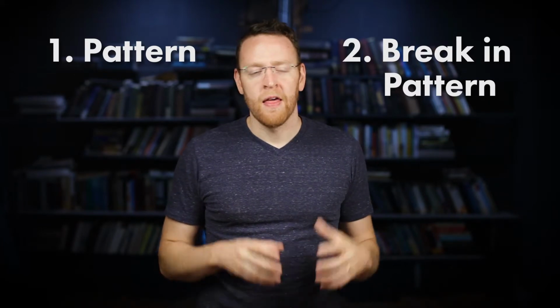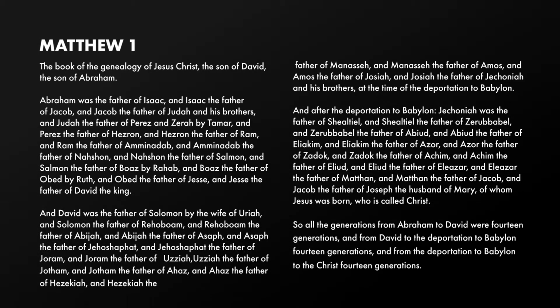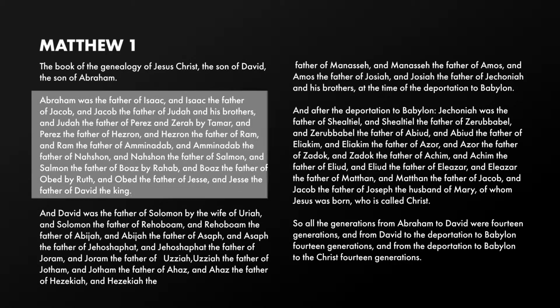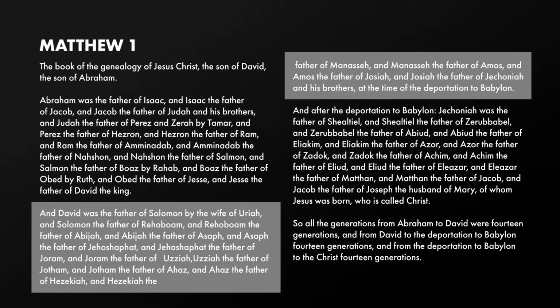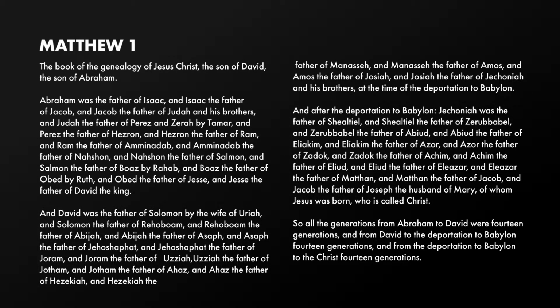So, first, the pattern. Matthew designs his genealogy into 3 sections, 3 periods of history. And it follows Jesus' family from Abraham to Jesus in those 3 parts: from Abraham to David, David to the exile, and from the exile to Jesus. Notice, even when we're looking at the most general or broad pattern, this breaking the family into 3 parts, you see a break in the pattern.